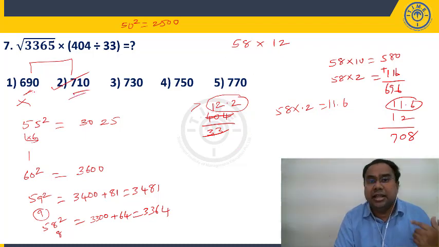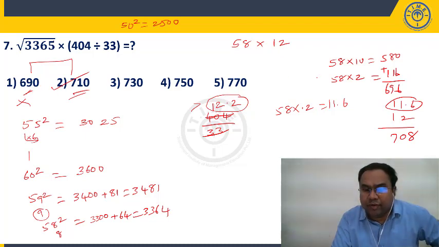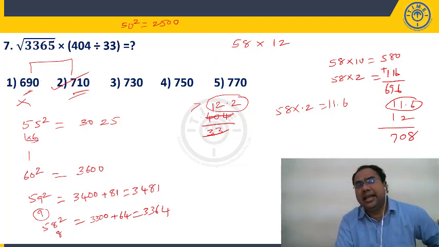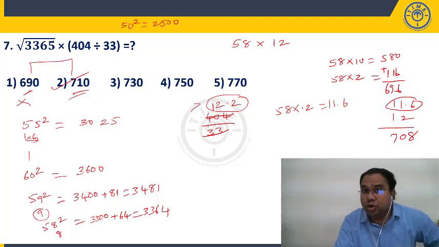Most of the times here, there is a chance of making a mistake. Options are close. You have to be a little careful. So into 12 times, I am getting more than this, right? 696. 0.2 is also there, so I am saying slightly more than that. So if I add another 11.6 or 12, I'll get around 708. So the second option should be my answer.